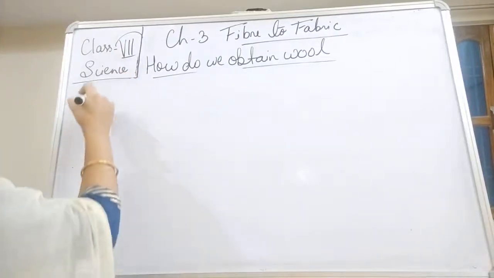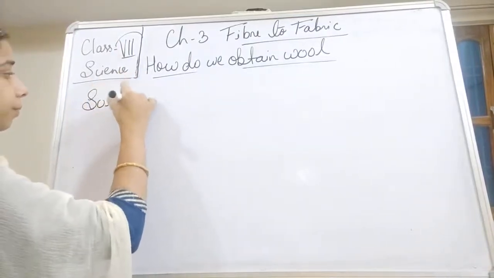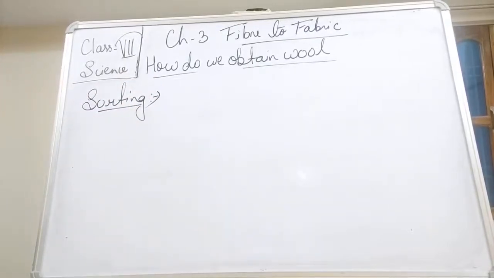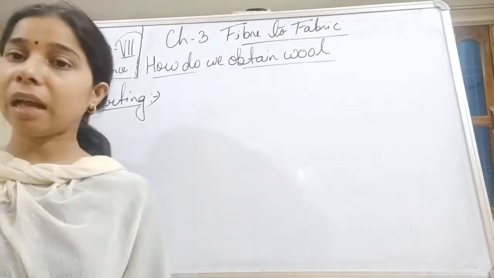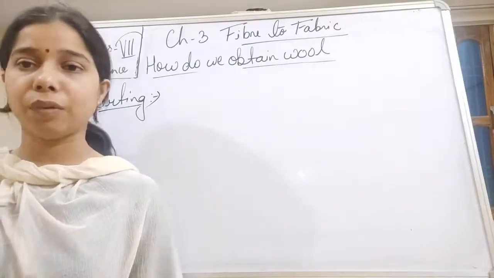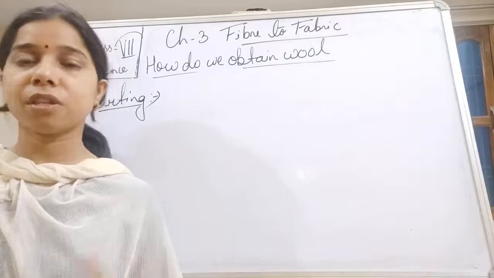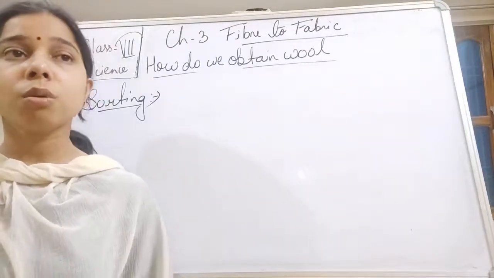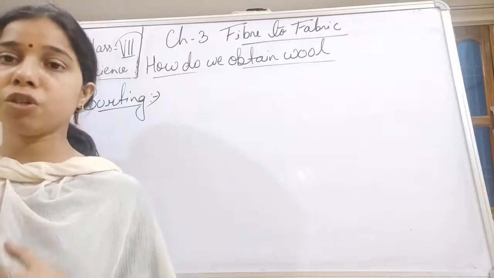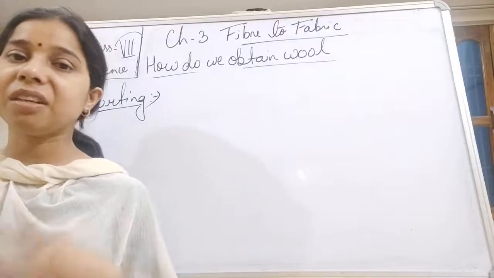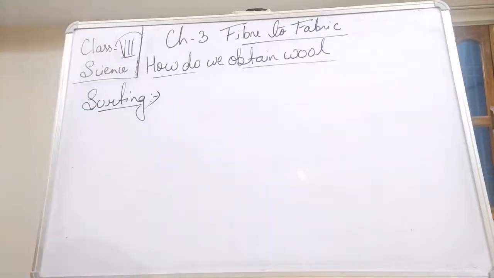Next step is shorting. What happens in case of the shorting? So basically when you look at the fleece, students, we have cleared the fleece, but even then you will find that they are very uneven. It means some of them are very rough, some of them are long, some of them are small, some of them are very soft. So we should short it, we should separate these different sizes of the fur from each other.